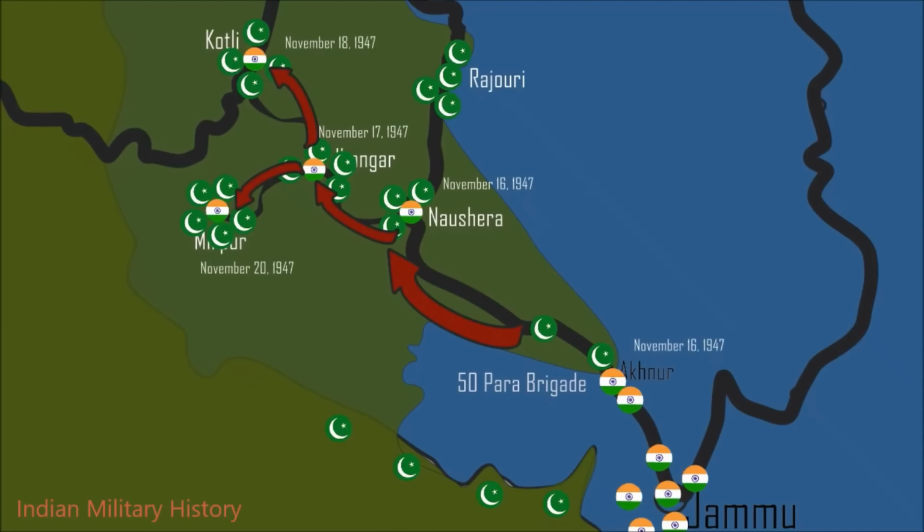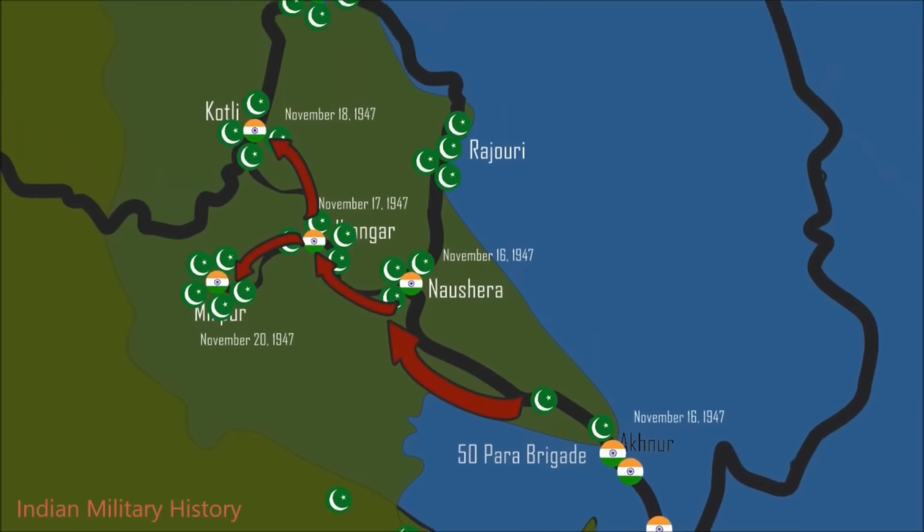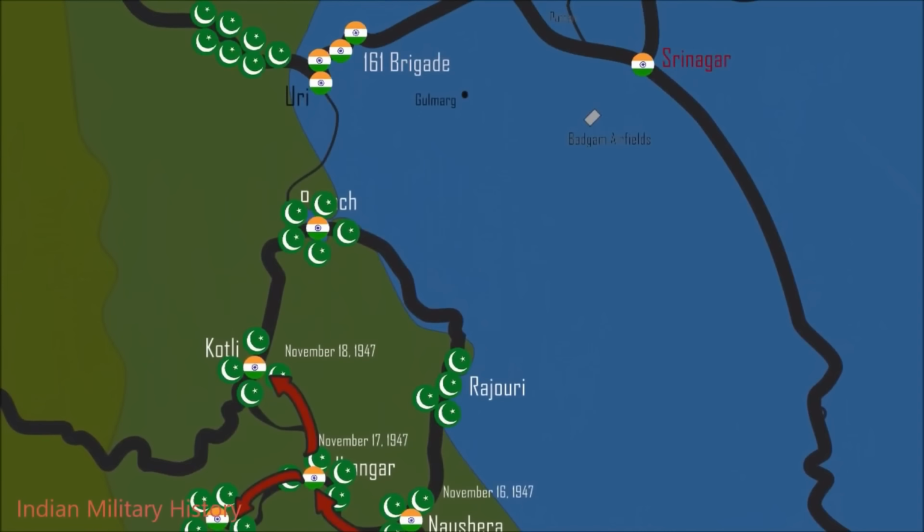While the 50 Para Brigade helps relieve the garrisons in these towns, in the north, the 161 Infantry Brigade was to strike from Uri on November 18th and arrive in Poonch on the same day. The Royal Indian Air Force detachment from Amritsar was to provide aerial support to the southern side.